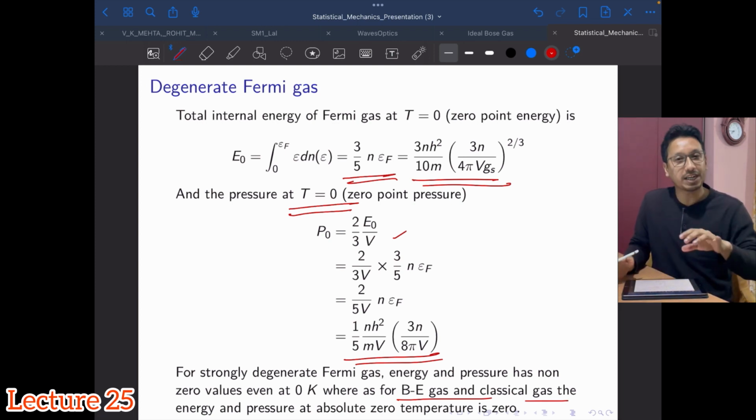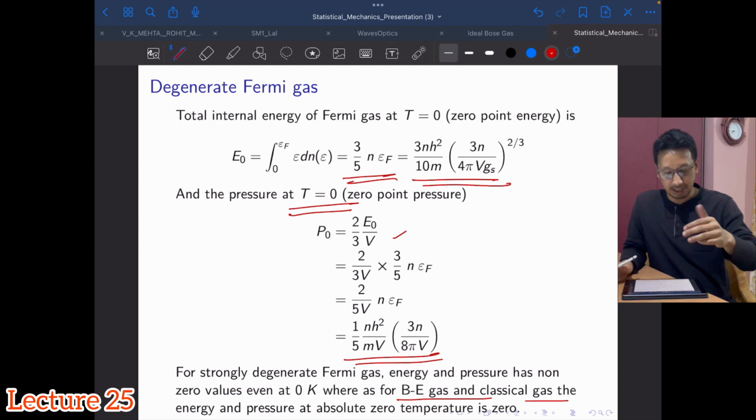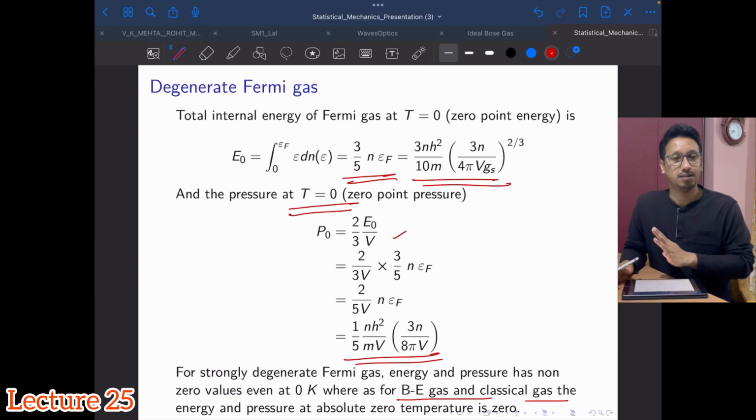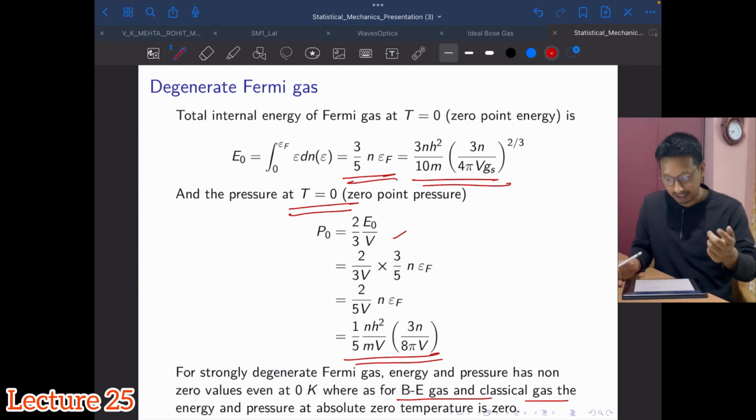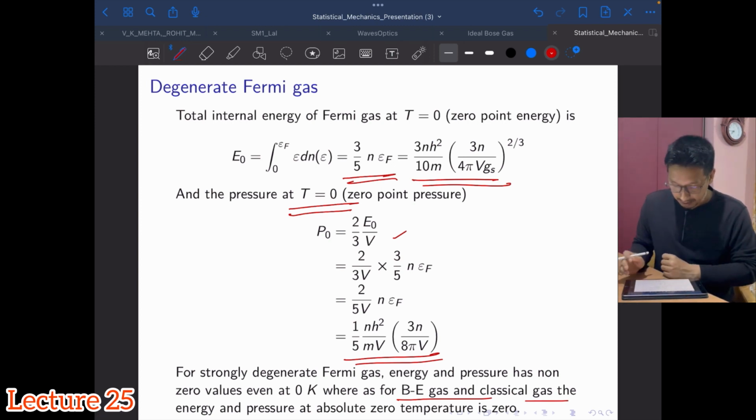Even though it is a quantum gas, I mean, it follows quantum statistics or consists of quantum particles, bosons and fermions are not the same. Not only because of their half integral spin, whereas the bosons have integral spin, but even then there is a lot of difference in their behavior and the way they exist.